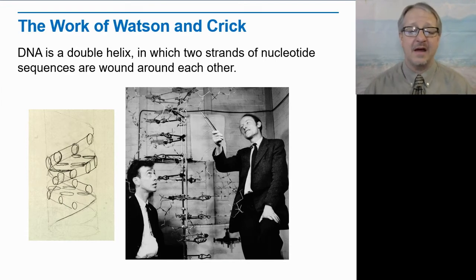Now, about the same time that Rosalind Franklin was doing her work with the X-ray diffraction images, Watson and Crick were also trying to figure out what the shape of this DNA double helix was, so that they could learn more about the molecule. They approached the problem of DNA structure by trying to build three-dimensional models, and they made them out of cardboard and wire.